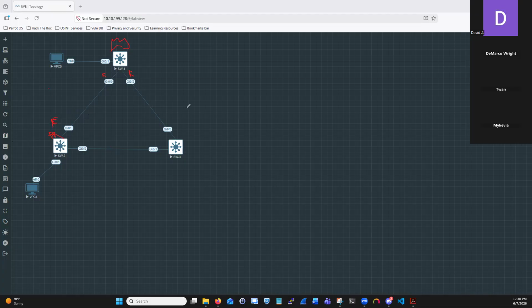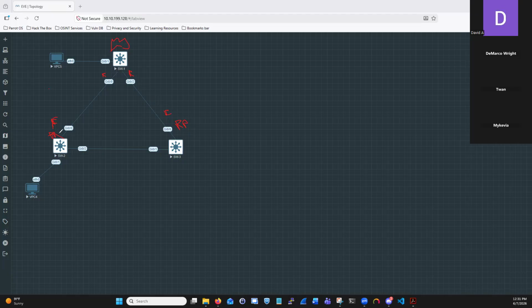Same thing with switch three. Let's imagine the same cost. Again, the non-root switches are calculating the least path cost to the root. 4 versus 8, the lowest one is always going to win. So this is going to be my root port, and I'm going to be forwarding.